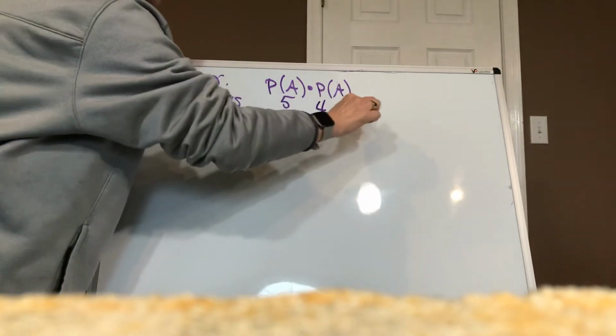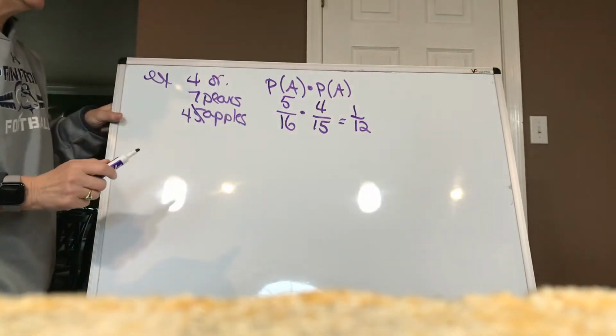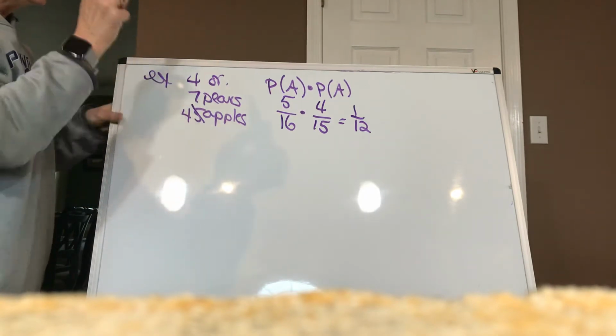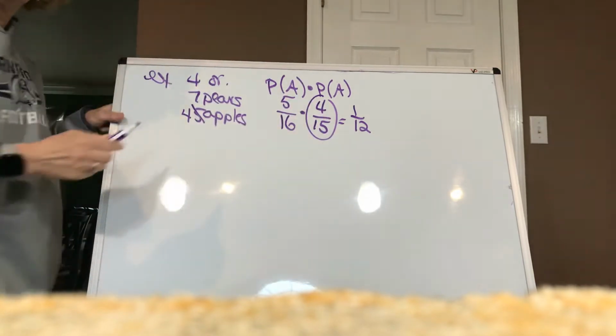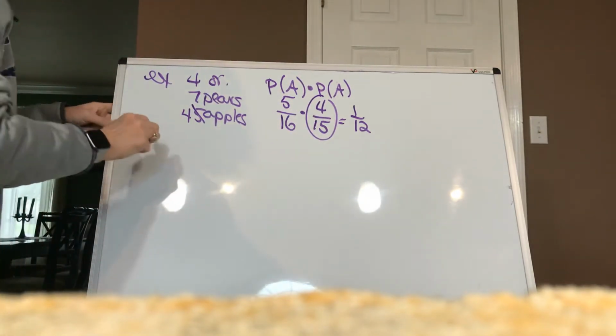When you multiply these, you end up with 1/12. This is dependent because this second probability depends on what happened the first time. Okay, example 2.